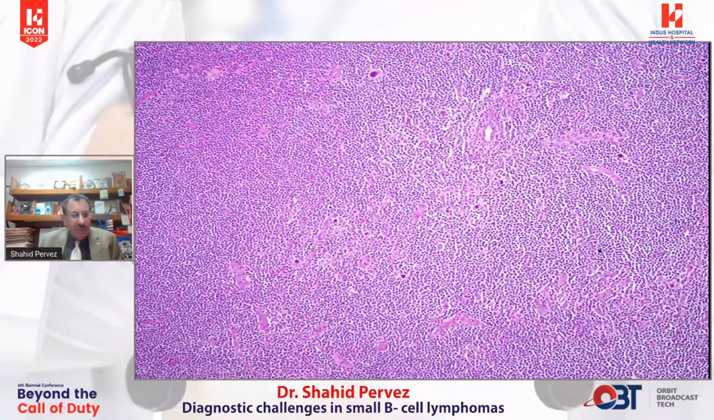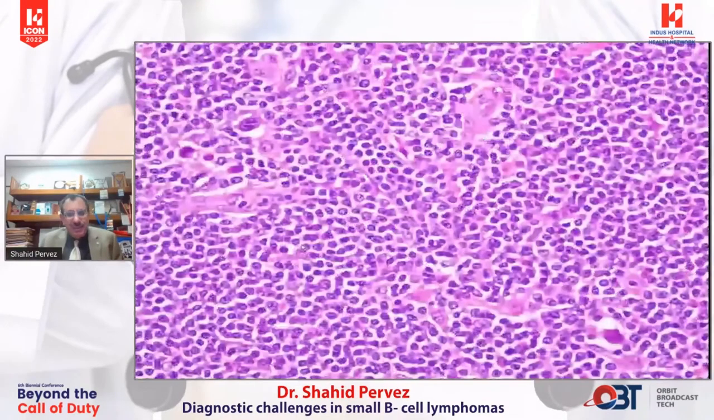If I go to higher magnification, you see that these are the small cells. When we say small cells, we compare the nucleus of this cell to the nucleus of histiocytes. For example, this is a histiocyte. So the size of these cells is smaller than histiocytes. So the histiocyte nucleus is the benchmark to call it a small cell, medium size cell, or large cell.